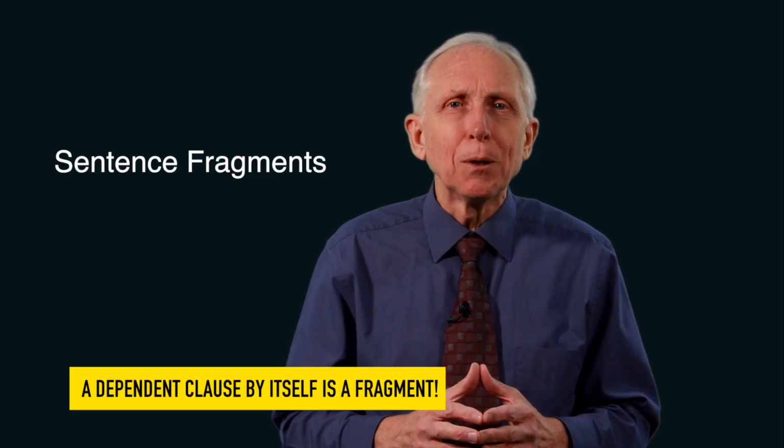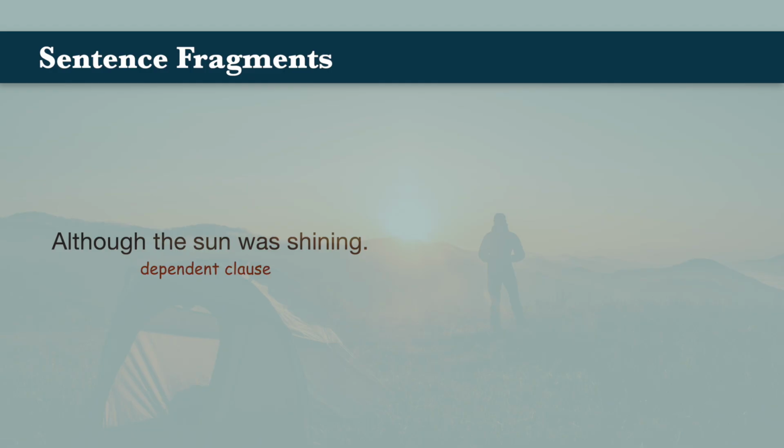Look at this example. Although the sun was shining, period. This sentence doesn't give us a complete idea or a complete picture because the independent clause is missing. Even if we say, although the sun was shining, period, it wasn't warm, we still have a sentence fragment. We need to connect the dependent clause to the independent clause by putting a comma here. Although the sun was shining, comma, it wasn't warm. Now we have a complete sentence.